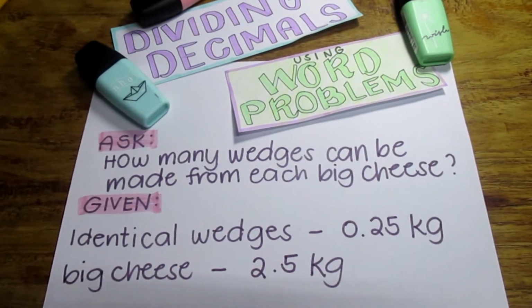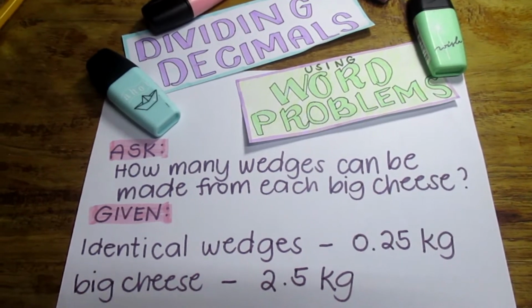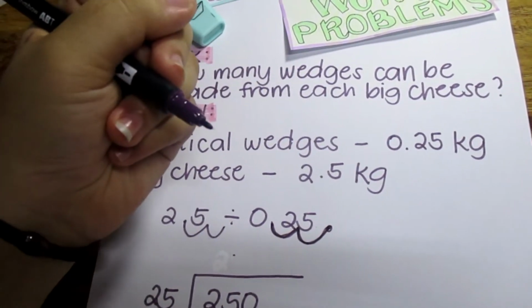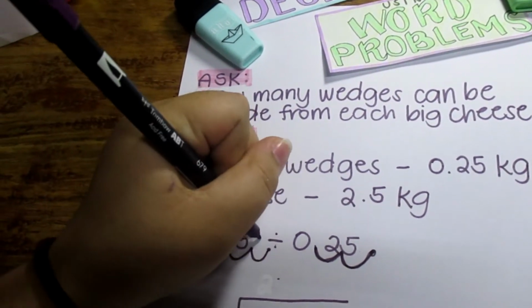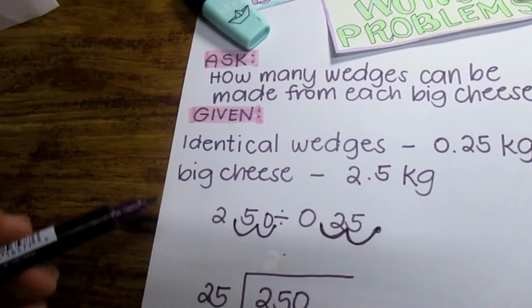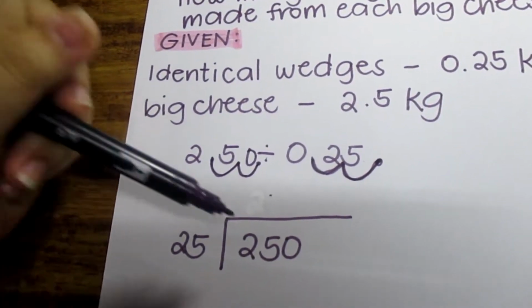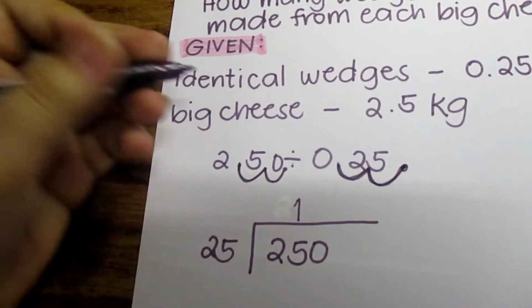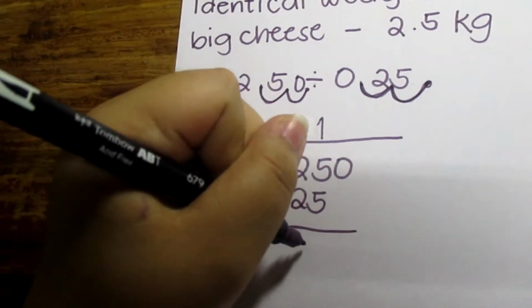Before we divide them, we must first move the decimal point of the divisor 2 places to the right. So 1, 2. And you also do the same to the dividend. 1, 2, and put 0. So then it becomes 250 divided by 25. So 25 divided by 25 is equal to 1. 1 times 25 is 25. So 25 minus 25 is 0.